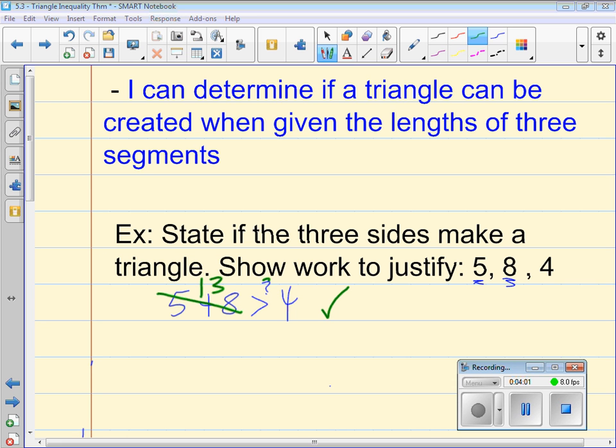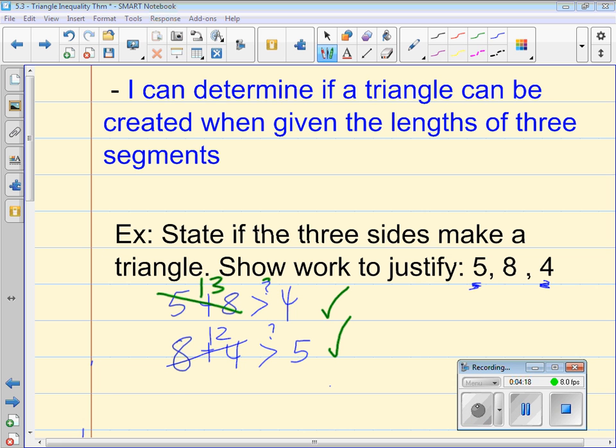And if it's true, then you put a check mark next to it. If it's not, you put an X next to it, and that basically says that it's not possible as a triangle. Okay, let's continue. So now I'm grabbing the other 2 sides. Let's simplify that and call that 12, and certainly 12 is greater than 5. So let's put a check mark next to that.